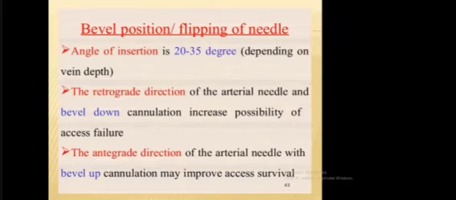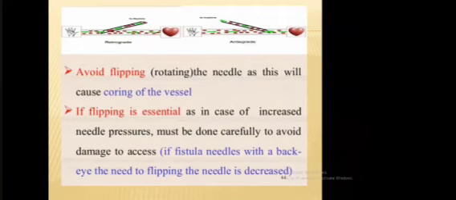Now, what is flipping of the needle? It concerns the positioning of the needle. The angle of insertion is very important, that is 30°, depending on the vein depth. The retrograde direction of the arterial needle and bevel down cannulation increase the possibility of access failure. What is the retrograde direction? That is away from the heart, and antegrade direction is towards the heart. So the antegrade direction of the arterial needle with bevel up cannulation may improve access survival. This is the difference between antegrade and retrograde cannulation.